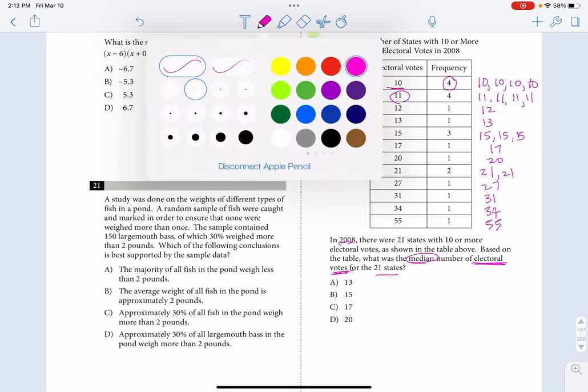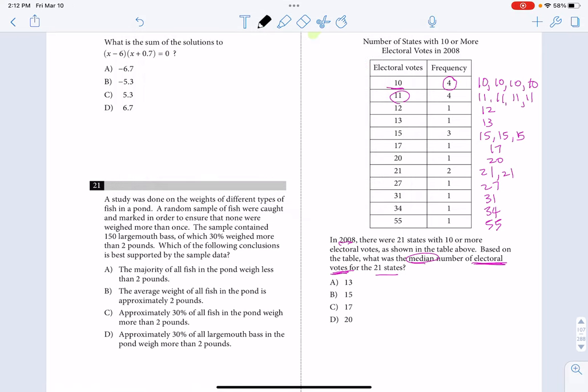And if you want to know the median from there, you cross out from the biggest and the lowest and see what will be in the middle. So cross out 55 and one of the 10s, 34, 31, 27, 21, 11, 21, 11, 20, 11, 17, 11, 15, 12, and 15 one more time, 13. You got 15 in the middle. So the median number of electoral votes for the 21 states will be 15.